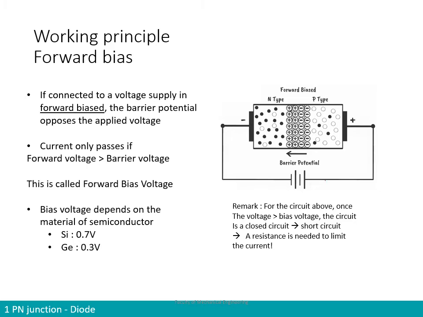So what we do is we add a small resistance to make sure that a short circuit will not happen, right? So a resistance is needed to limit the level of our current.